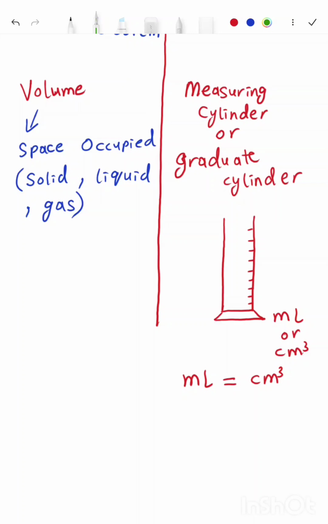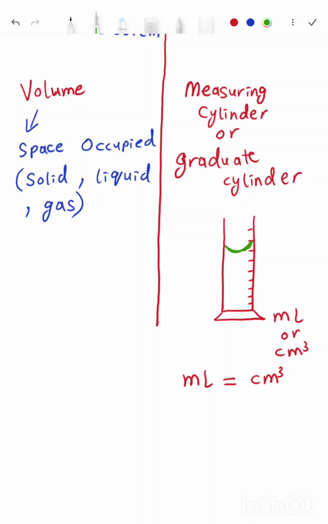Similarly, if you want to see how much space is occupied in a cylinder or in a balloon, that will be the volume of that gas. And similarly, if we want to see how much space is occupied by liquid in maybe a bottle or in a tub or in a glass, the space occupied by the liquid will be the volume of that liquid. Now how are we going to measure it? We are going to pour our liquid into our measuring cylinder like this.